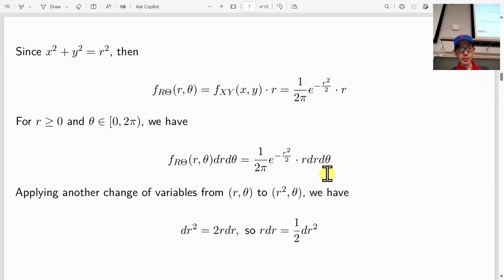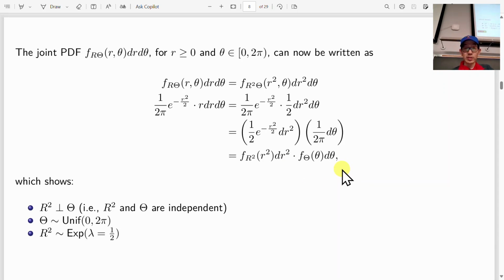We're going to do another change of variables, going from r to r squared. If you do a change of variables, d r squared is equivalent to 2r dr. So here we're going to replace this r dr right here with 1/2 d r squared. With all of that, this 1 over 2 pi e to the negative r squared over 2 times r dr becomes 1/2 d r squared.